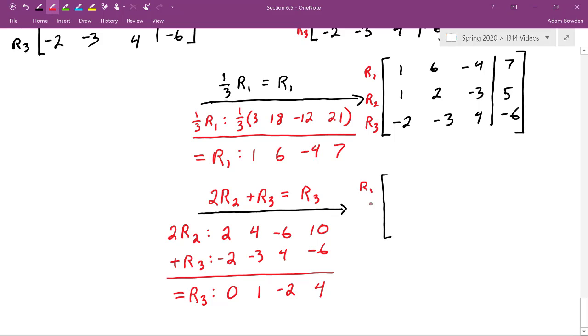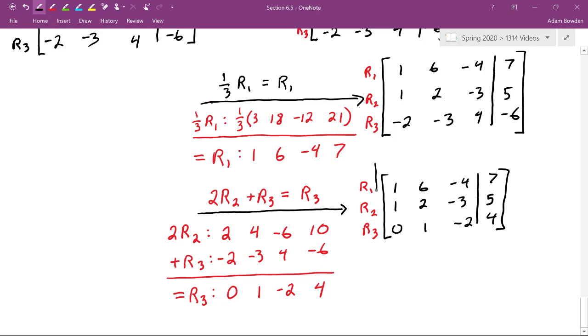So let's go about putting these into the 3 rows. The first row doesn't change. The second row is still the same. I didn't change anything there, but the new row 3 is going to look like 0, 1, -2, and 4. And so after doing all our row operations, this is going to be what the matrix looks like.